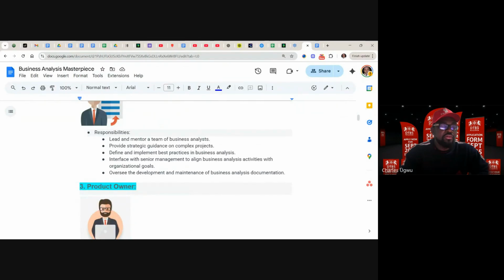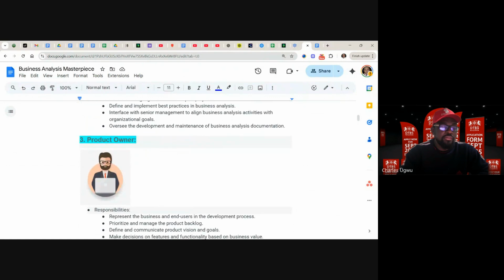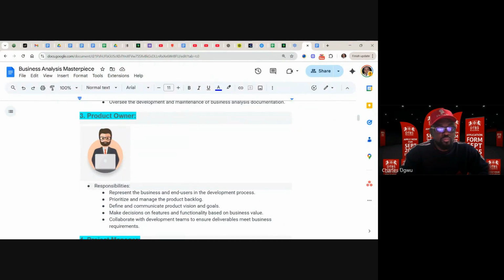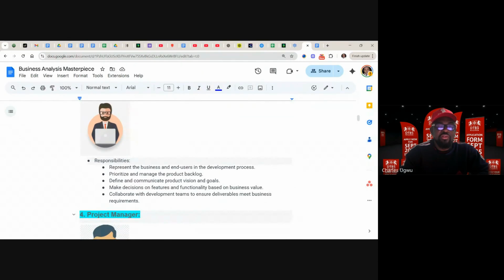Then we have product owner. Is it a role in business analysis? Product owner is a term from agile project management. They represent the business and the end users in the development process. They prioritize and manage the product backlog, define and communicate product vision and goal, make decisions on features and functionalities based on business values, and collaborate with the development team to ensure deliverables meet business requirements.